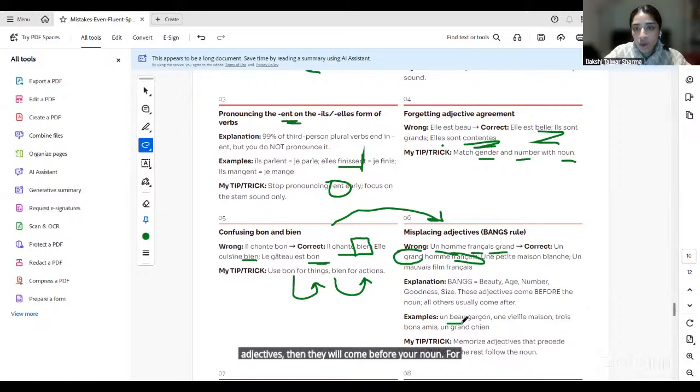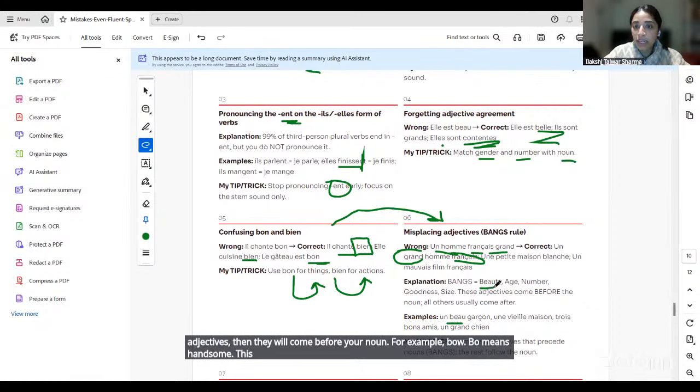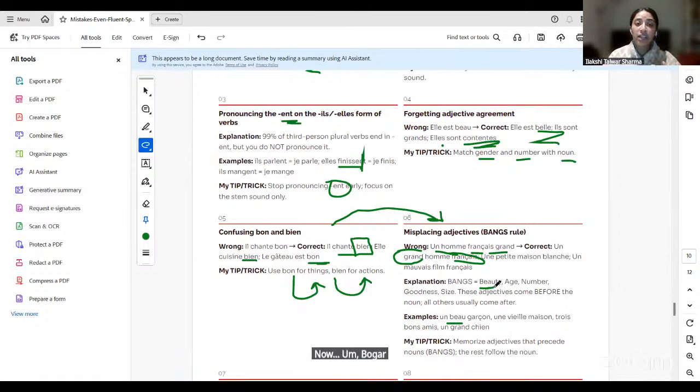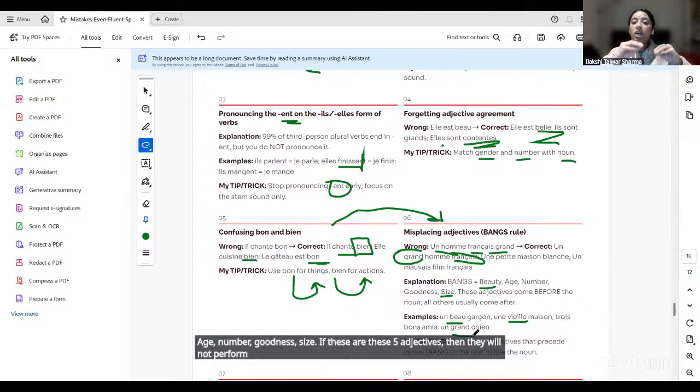For example, beau means handsome. This one talks about beauty, right? So this will come before my noun. Un beau garçon, une belle fille, une belle femme. Old is age, right? So it will come before. Une vieille maison. Numbers 2, 3, 4, 5, 6, 7, again before. So trois bons amis. Talking about size, big, small: un grand chien. So understand that BAGS rule, which talks about beauty, age, number, goodness, size. If these are the five adjectives, then they will come before my noun. The rest will all come after.